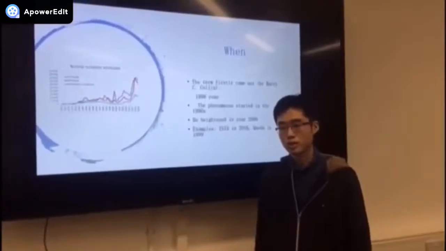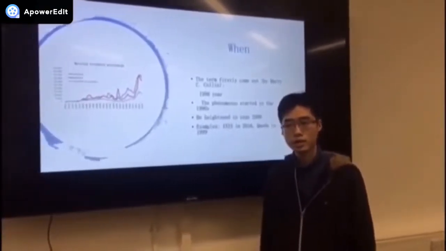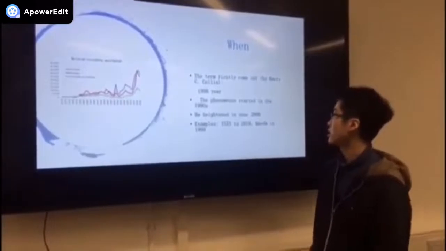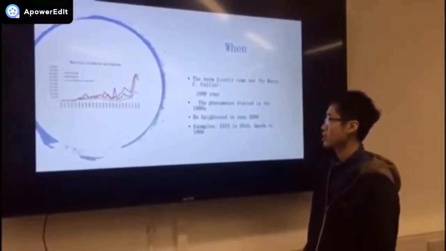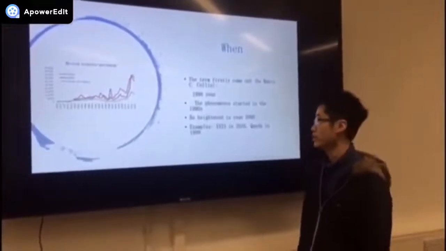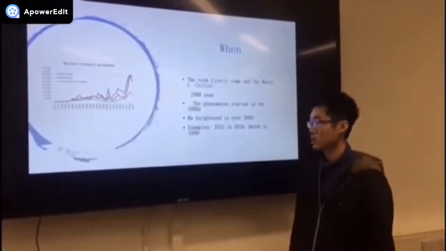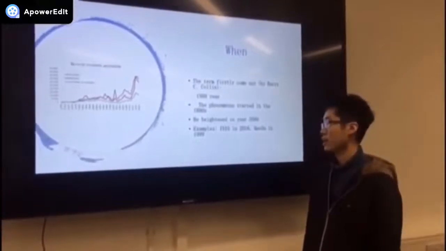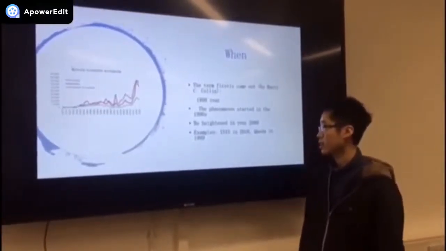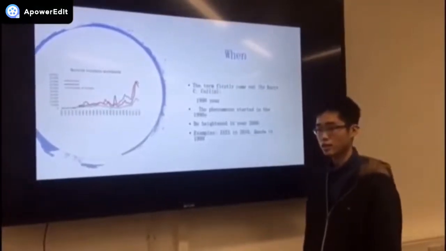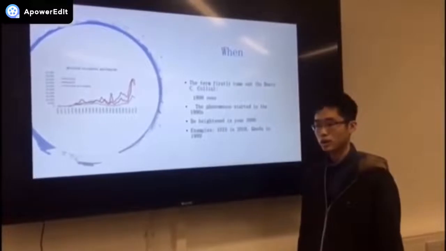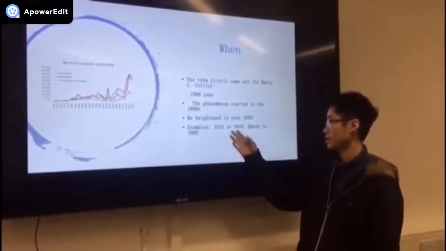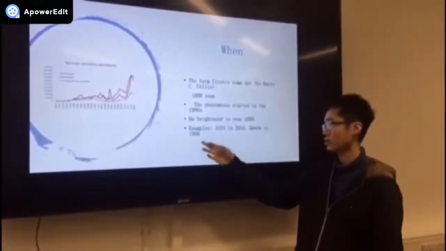Next, we will talk about the time, and when cyberterrorism happened. The term cyberterrorism first came out in 1998, and it was introduced by Barry C. Collins. This phenomenon started to expand in 1990 as 2000 approached. The fear and uncertainty about the millennium bug heightened in this year, as did the potential attacks by several terrorists. Some typical examples are ISIS in 2016 and QDAP in 1999.